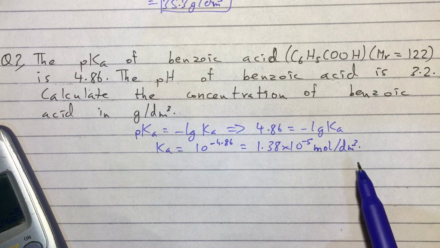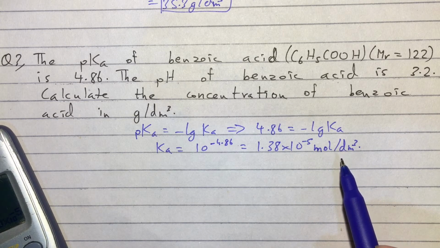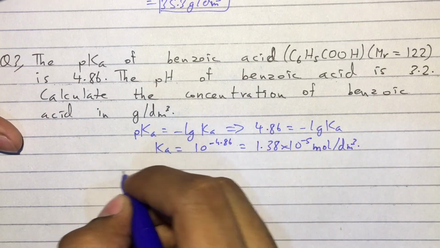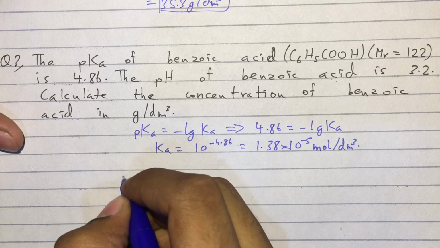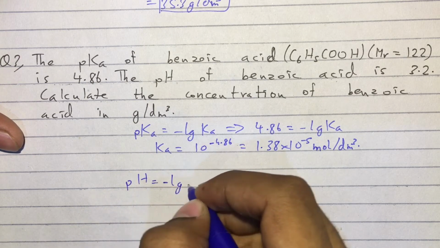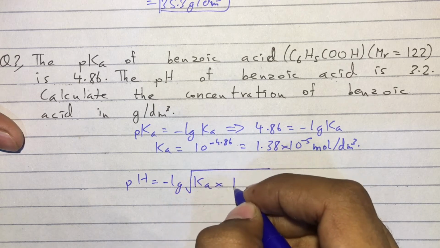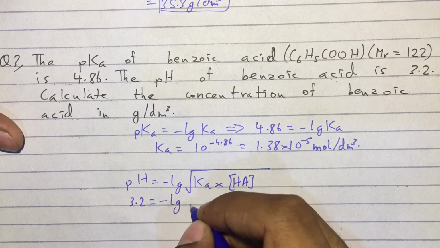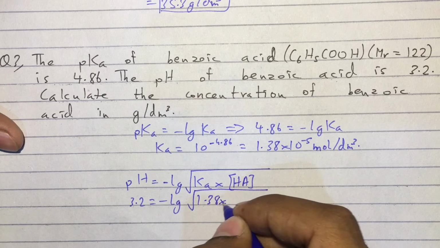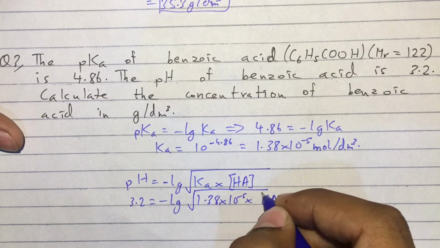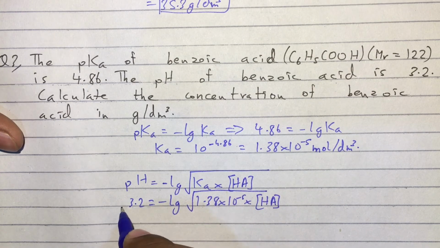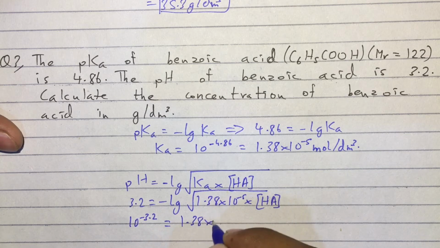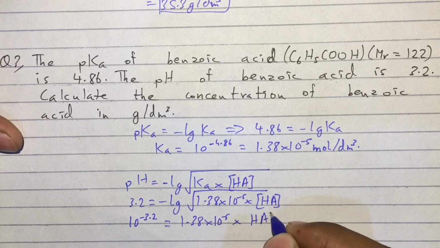Right, because it's a monoprotic acid, that's why the units are mole per dm cube. Now I have the value of Ka, I have to find the concentration. So I'll use the expression for pH. pH is equal to negative log root of Ka into acid concentration. pH is given as 3.2. So 1.38 times 10 power negative 5 times acid concentration, shifting the negative over there and then the log. So 10 power negative 3.2 is equal to root of 1.38 times 10 power negative 5 times acid concentration.